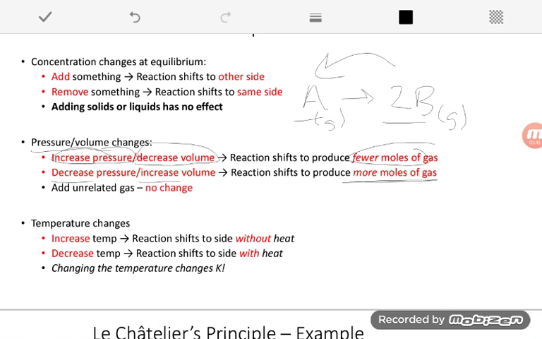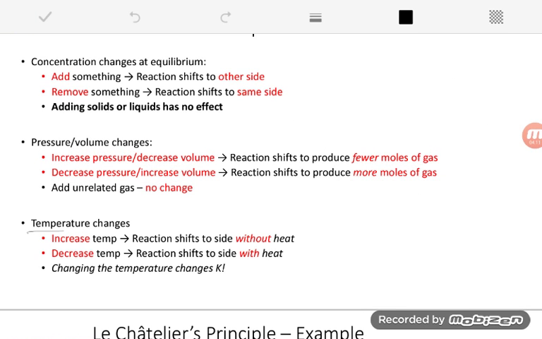Now, this only applies if you have gaseous molecules. So you ignore any of the solids and liquids. Just look at the gas molecules. Ignore anything else. The last thing we can do to change the pressure or volume is to add an unrelated gas. That really doesn't do anything. It's going to affect both sides equally. So if I add an unrelated gas, so a gas that does not appear in my chemical reaction, I can basically just ignore that.